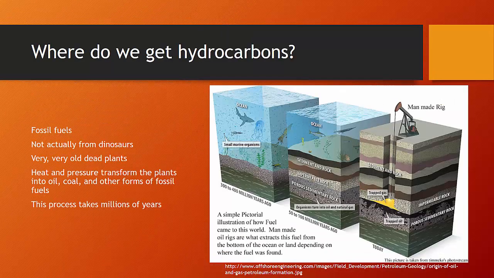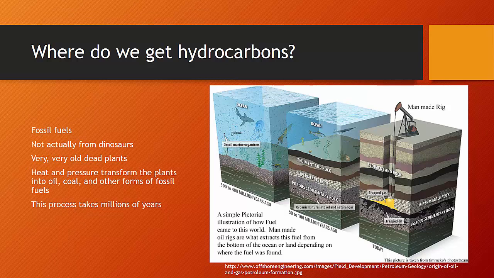Now the question is, where do we get hydrocarbons from? Hydrocarbons are from fossil fuels. Fossil fuels are not actually from dinosaurs like most people think. Fossil fuels are the result of a lot of really old dead plants sitting underground for a really, really long time under a lot of heat and a lot of pressure. And after millions, hundreds of millions of years, you end up with oils and gases and stuff like that.